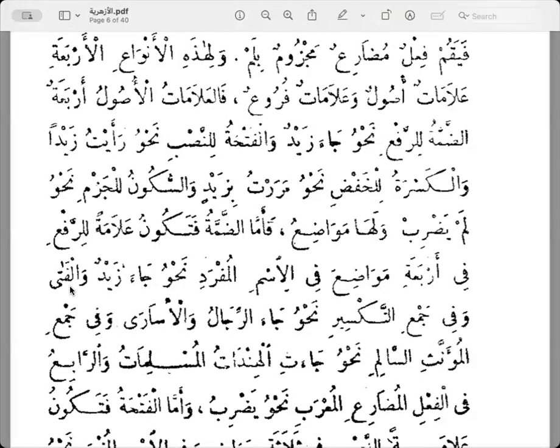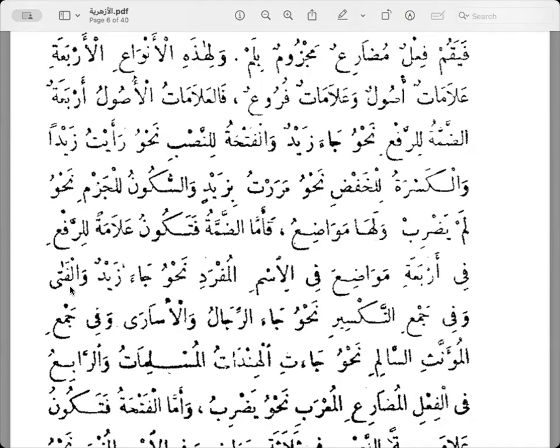And you say Zaydun fa'ilun marfu'un wa alamatu raf'ihi ضمة مقدرة منع من ظهورها اشتغال المحل بحركة الوقف. I was too busy trying to stop on this word because that's how we speak in Arabic. So I couldn't show you the dhamma that's supposed to be on the word Zayd. But there it is. Okay?